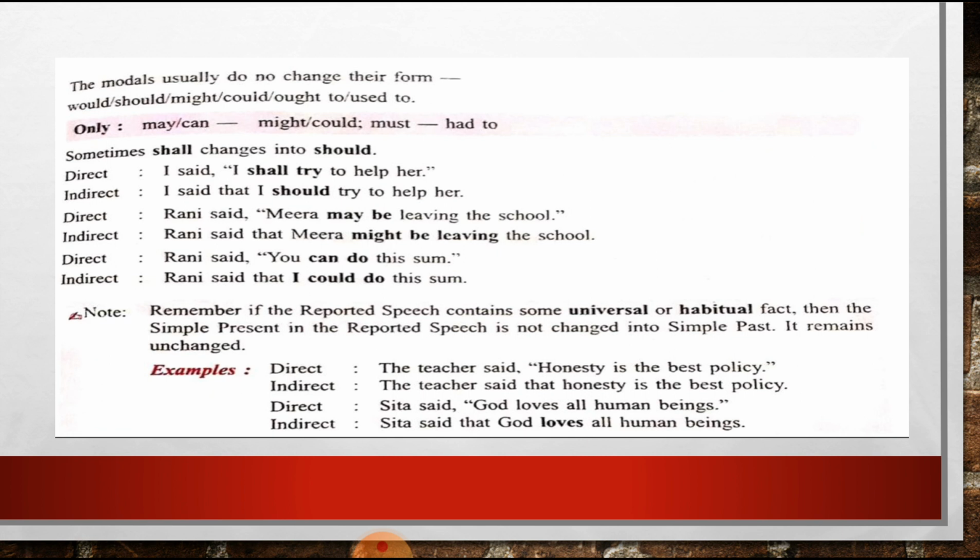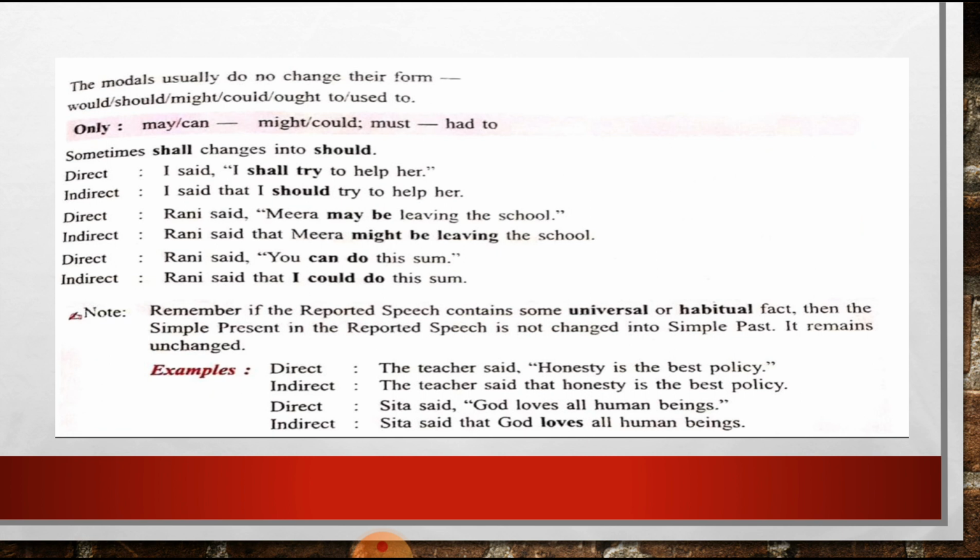The modals usually do not change their form. Would, should, might, could, ought to, used to: these have no changes. Only may and can change, into might and could. May changes into might, can changes into could, and must into had to. Sometimes shall changes into should.